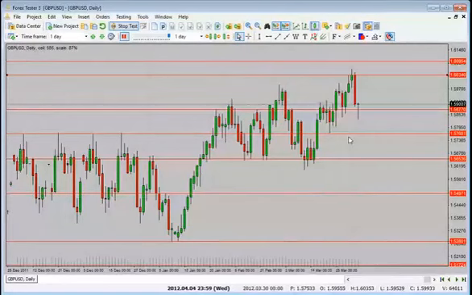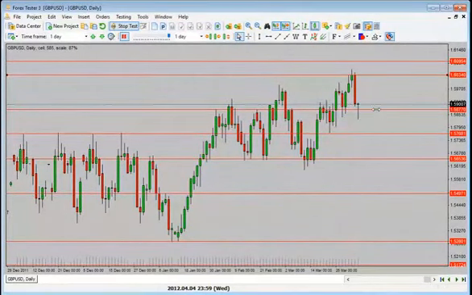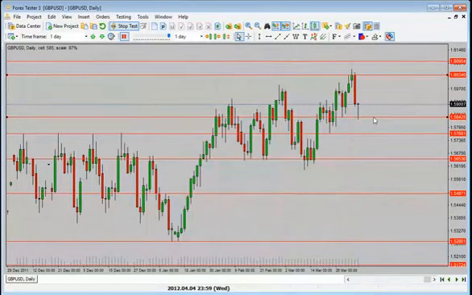Let's take a look. Okay, so it didn't pull back, it just went lower into the next support and resistance area right over here. And then we have a pin to the downside. Now, what do we expect?